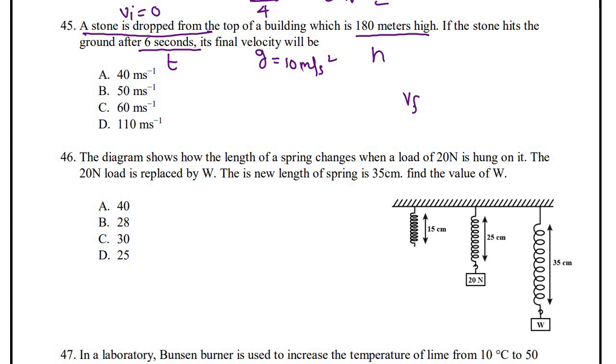So final velocity we have to find in this question. So Vf equals Vi plus gt, that is the first equation of motion under gravity. So initial velocity is 0, g is 10 and time is 6. So in this way the final velocity of the stone will be equal to 60 meters per second. Option C will be the right answer.